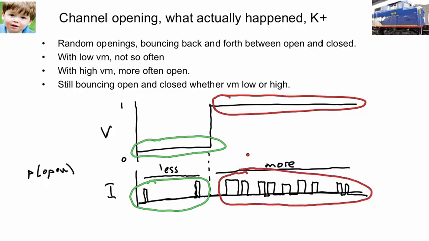So when the channel is open, then there is a current. Every one of these pulses is a current that's occurring when the channel is open, even though when the voltage is high, the channel is still closed some of the time. Now, I think that's just amazing.